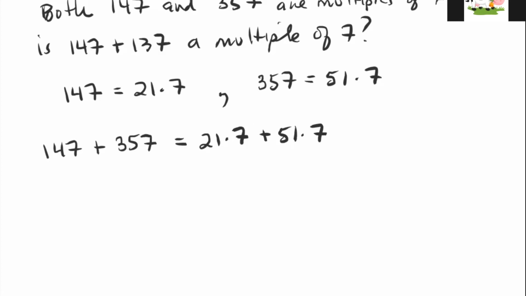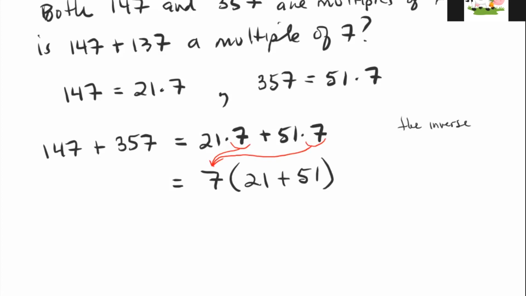This is helpful because I'm going to use the distributive property. Actually, I'm going to use the inverse of the distributive property. If both of these terms are some number multiplied by 7, could I not factor the 7 out and write this as 21 plus 51, all times 7? I've taken these 7s and written them out front. So this is the inverse of the distributive property, what I just did.